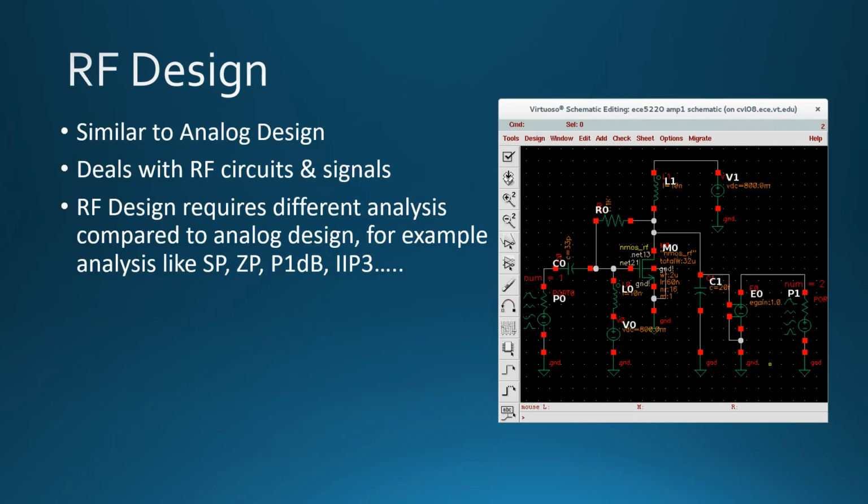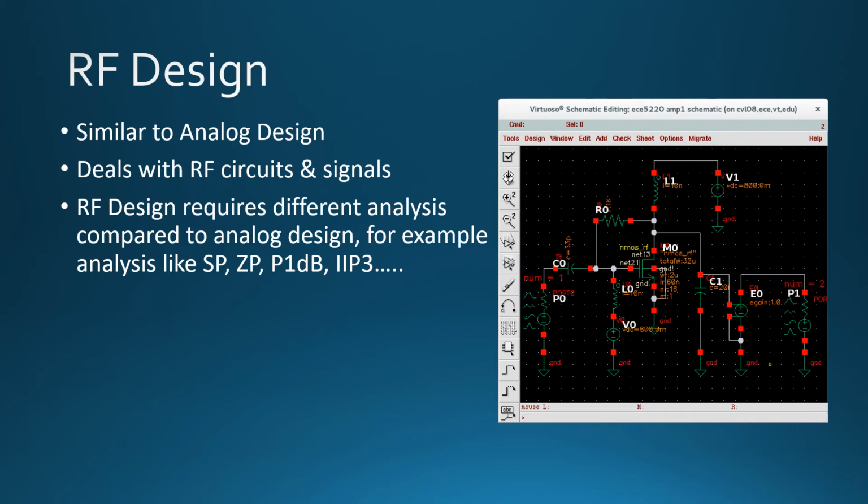So next comes RF design. RF design is nothing different from analog design. It's very similar. The only thing is that now we are dealing with RF circuits and signals. That means you are working on radio frequency signals and circuits associated with radio frequencies. The major difference is that there is a different set of characterizations that need to be carried out compared to analog design, because the parameters we look for in basic analog design are slightly different from RF design.